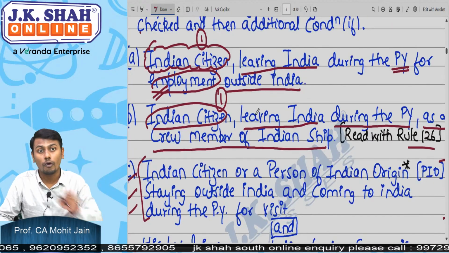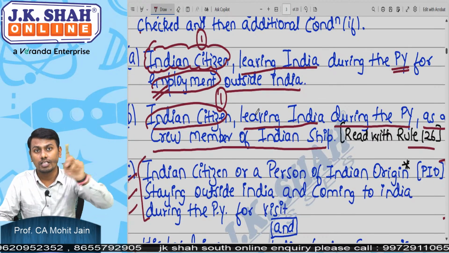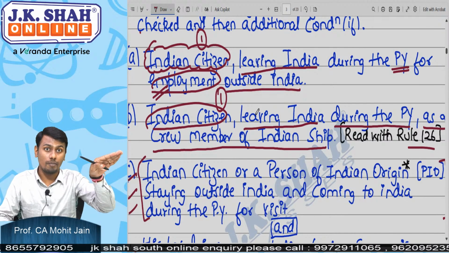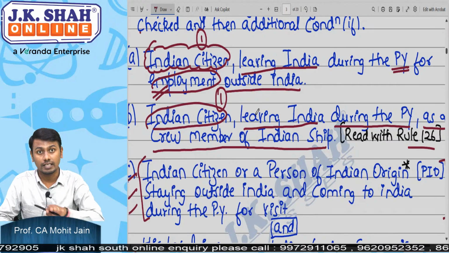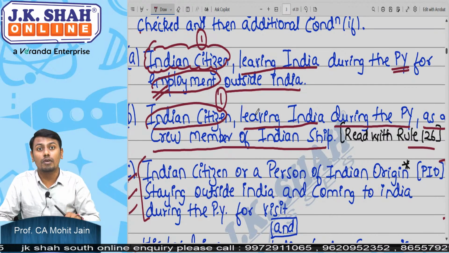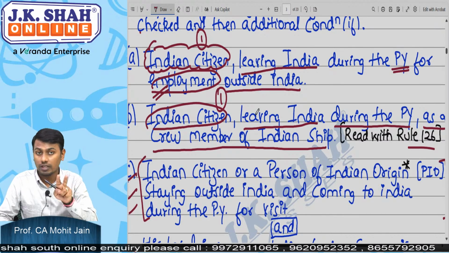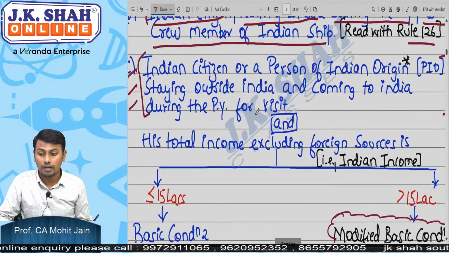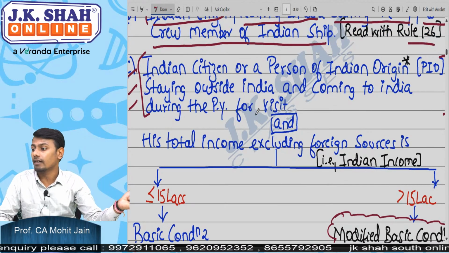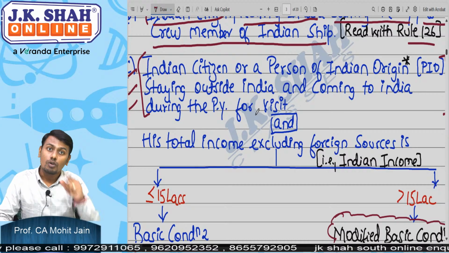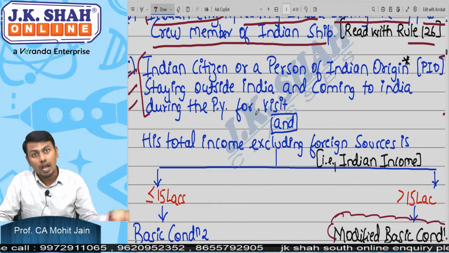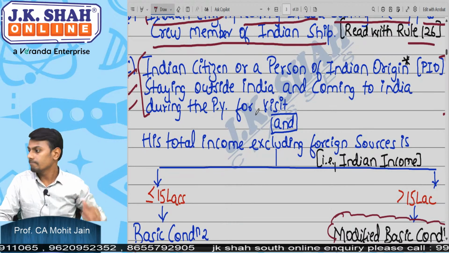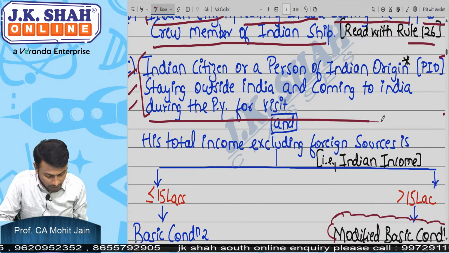In the first two points, you are going outside. See the first point: an Indian citizen leaving India for what? Employment purpose. Second point: an Indian citizen leaving India as a crew member of what? An Indian ship. So in both cases, you are going outside India. But in the third case, if you focus, people, you are already outside India, but during the year you are coming to India for a what? Visit. So earlier, the point was only this much.